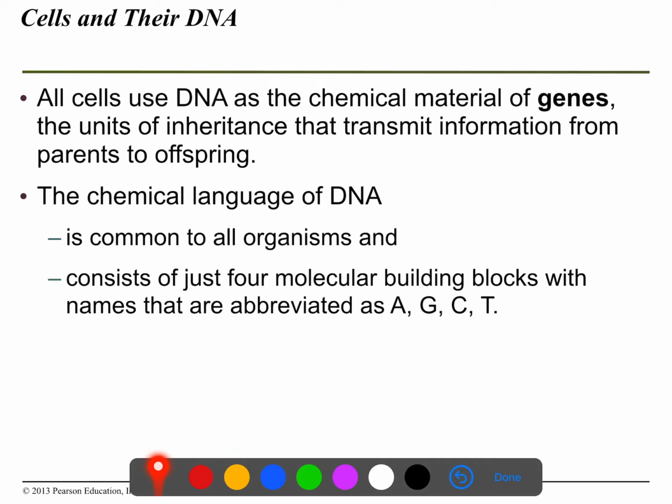So all cells use DNA as the chemical material of genes, which is what is inherited, what's passed on from one person to another, or from one bacteria to another. The language of DNA, so how DNA codes for traits, is common to all organisms. It's something that's universal. Humans use their DNA in pretty much the same way that bacteria do, that plants do, that fungi do. The genetic code is one of the few things that is pretty much universal throughout all life.